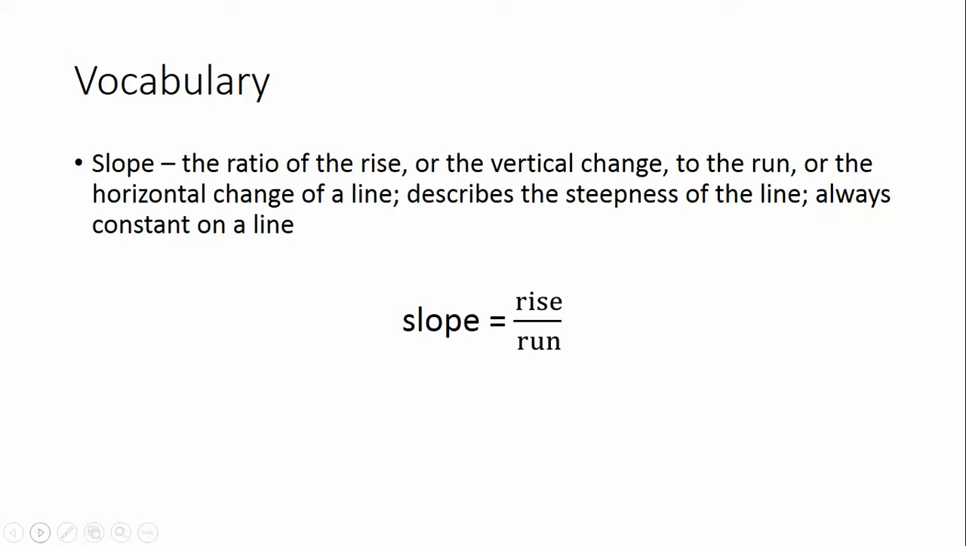So first is just a definition. Slope is a ratio, so it's a fraction, of the rise, which is the vertical change, to the run, which is the horizontal change. Another way to think of slope is that it describes the steepness of a line. So the steeper that a line is, the bigger its slope will be. And by bigger, I just mean it's a number, it has a value. And on a line, slope is always constant. So no matter where you are on that line, the slope is the same. What we want to focus on, though, is that slope is rise over run.